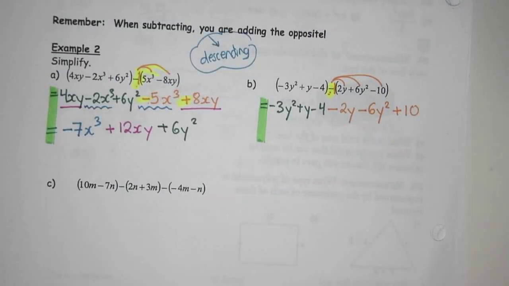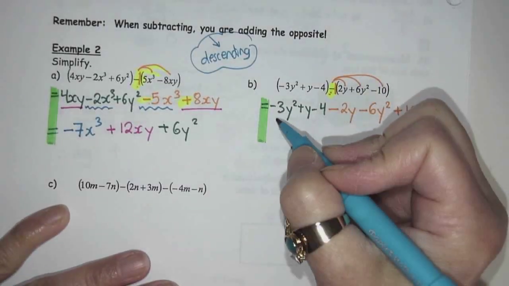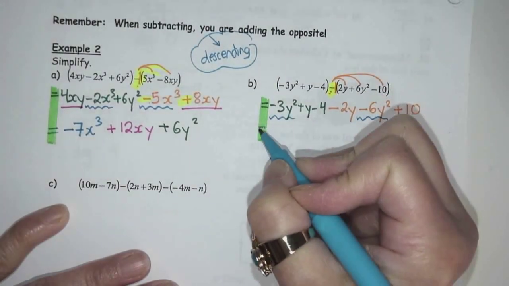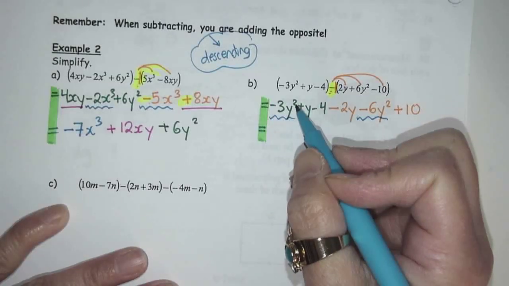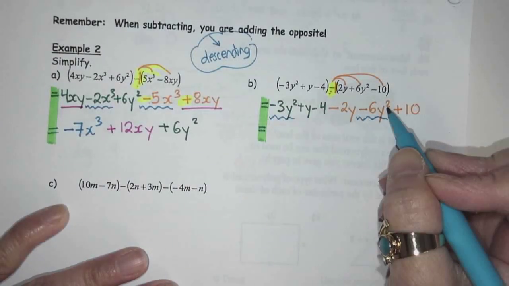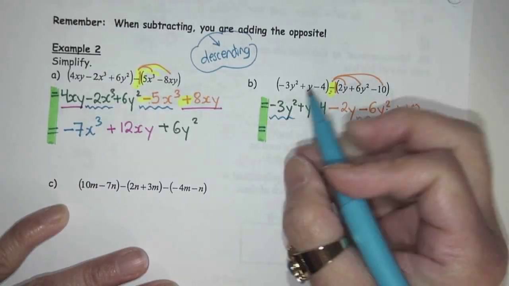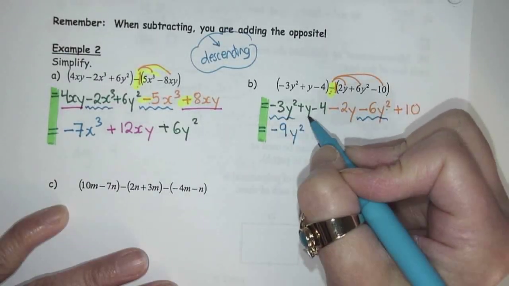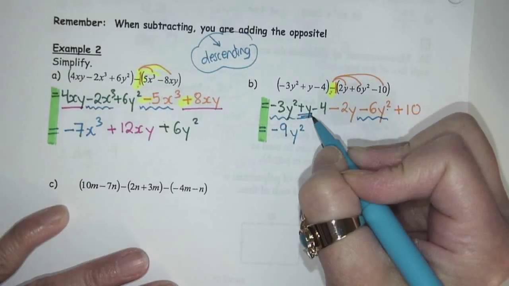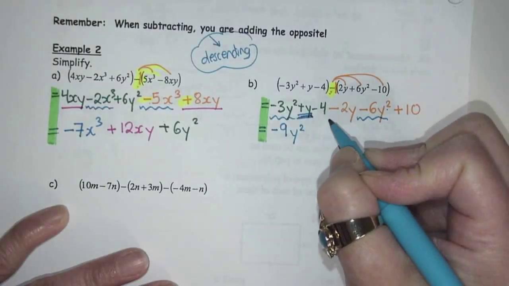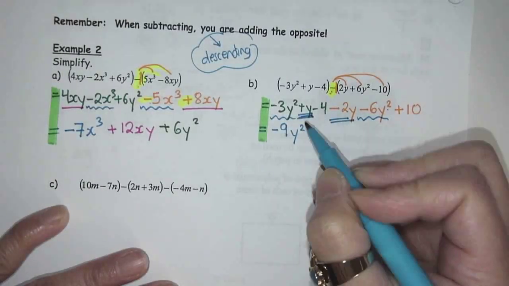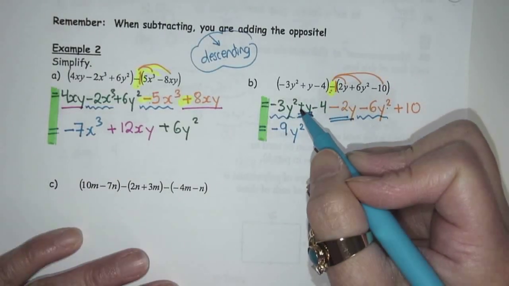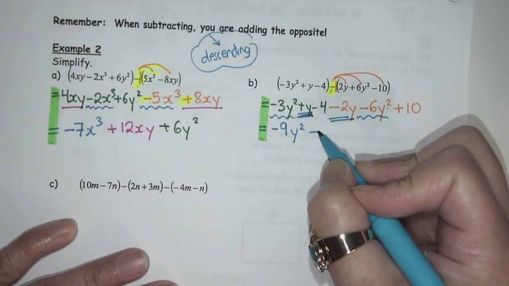Okay, so now we're going to collect up like terms. I start with the highest, including the sign in front. So equals negative 3y squared minus 6y squared. Negative 3 minus 6 is negative 9y squared. And then we're going to go plus y and minus 2y. So plus y minus 2y, and this is a 1, invisible 1. Positive 1 minus 2 is negative 1y.